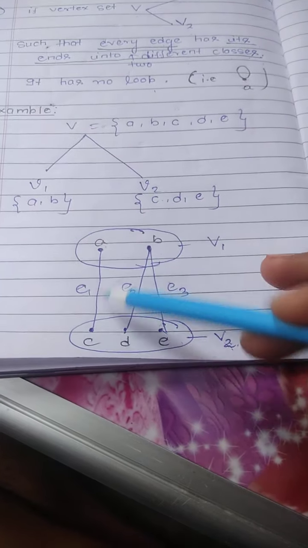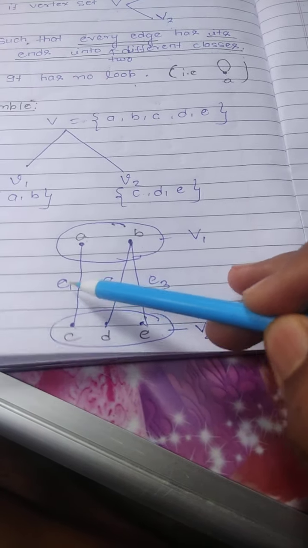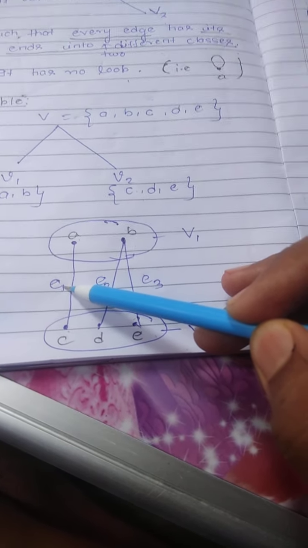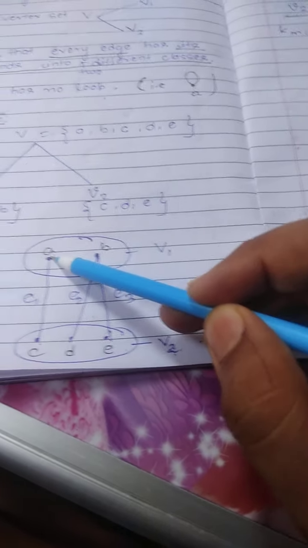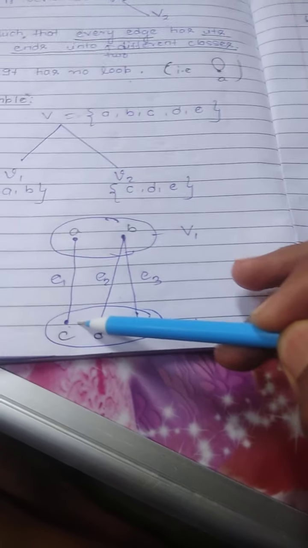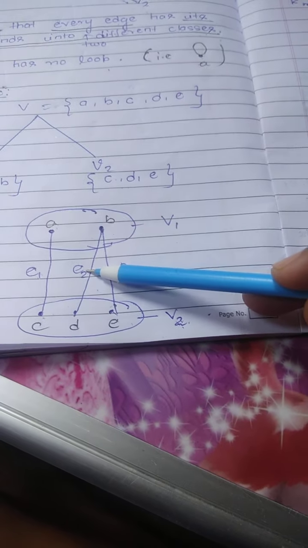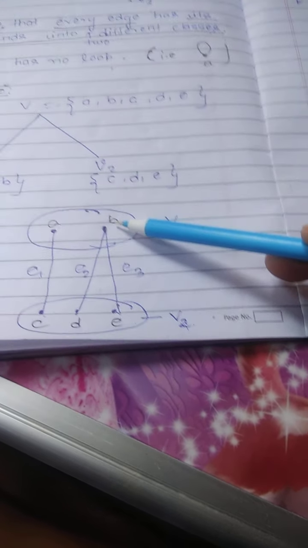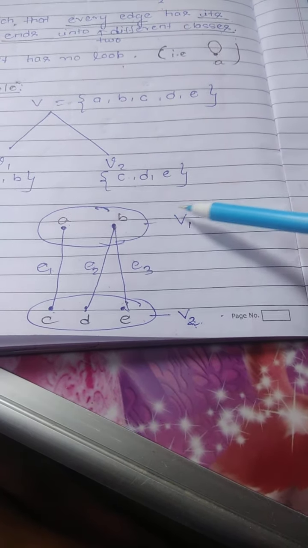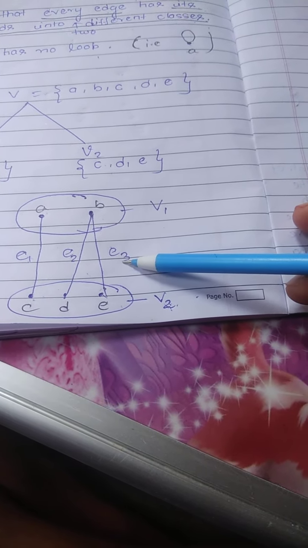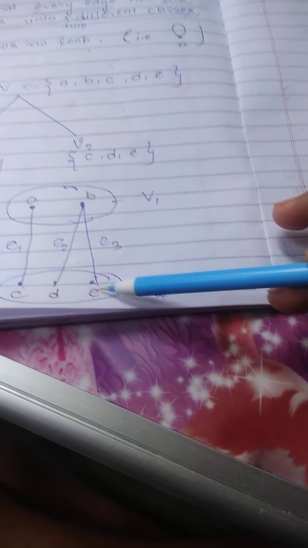If A is connected to C, then the edge is generated by E1, and the E1 edge has two ends. The first end lies in V1 and the second lies in V2. Similarly, B is connected to D, then the edge E2 has two ends. The first end in B lies in V1 and the second lies in V2. Similarly, B is connected to E, then edge E3 has two ends. The first end lies in V1 and the second lies in V2. Then this is called the bipartite graph.